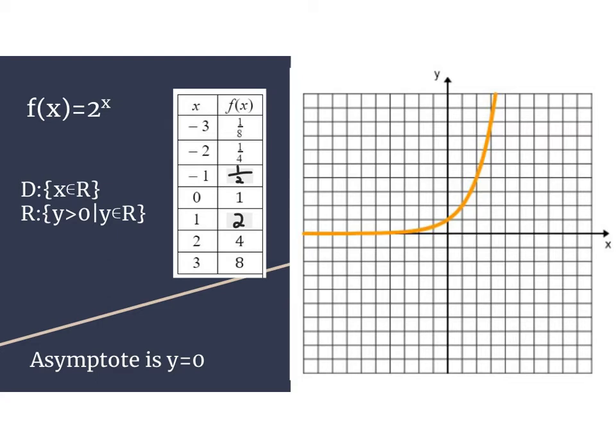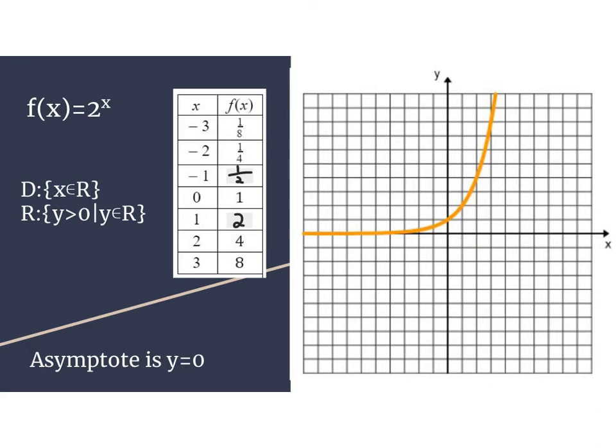2 to the exponent negative 2 is a quarter. So you can see how my fractions are getting very small very quickly. 2 to the exponent negative 3 is an eighth. 2 to the exponent negative 4 will be a 16th. You do not need to try to graph those. All it does help you, though, is know that you're getting closer and closer to your asymptote of y equals 0.